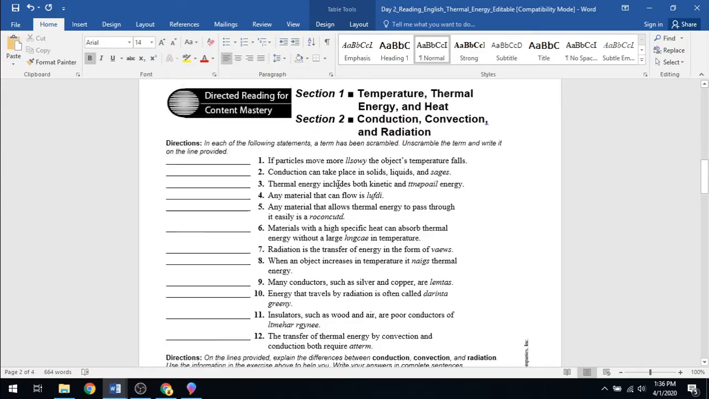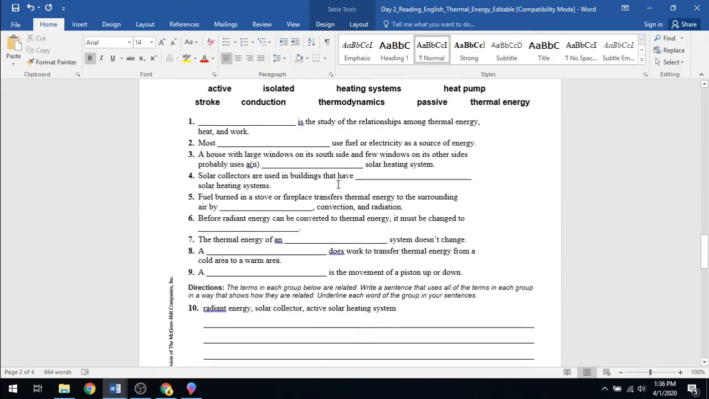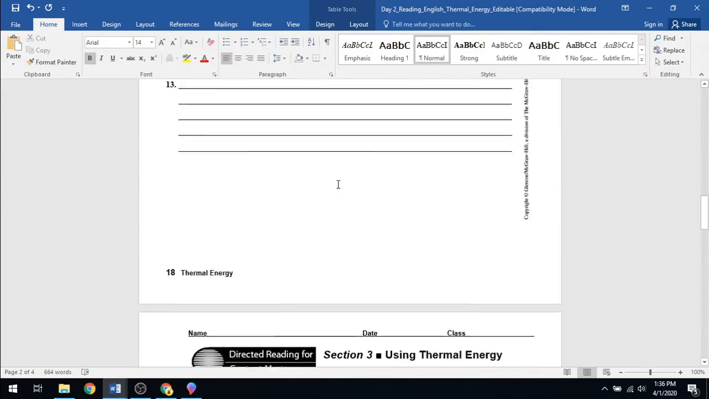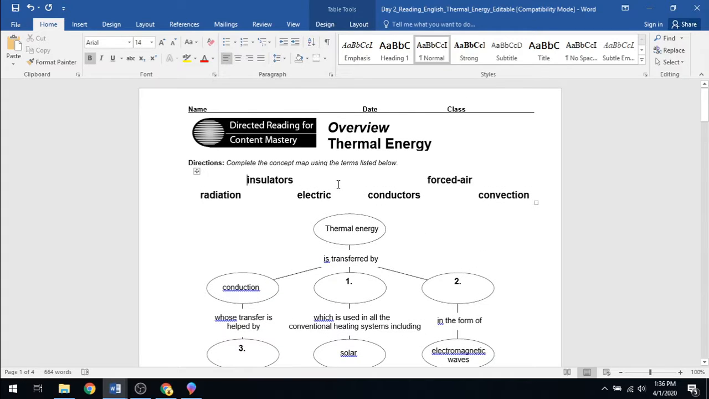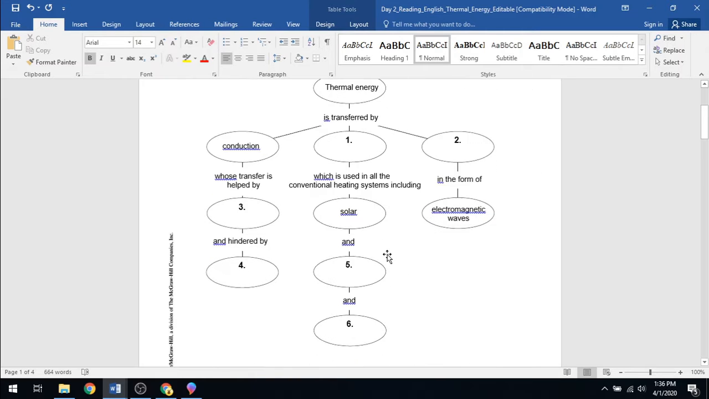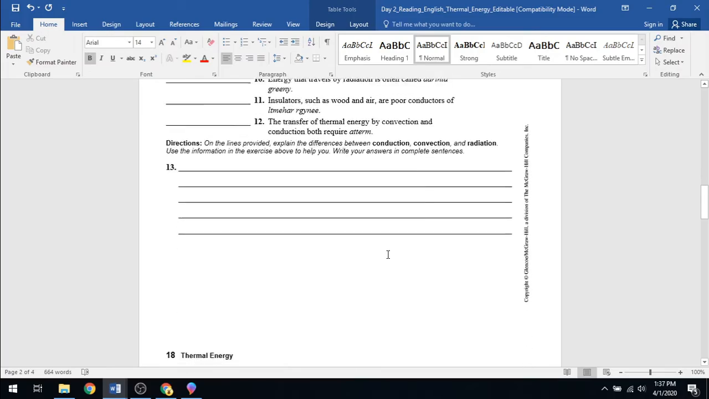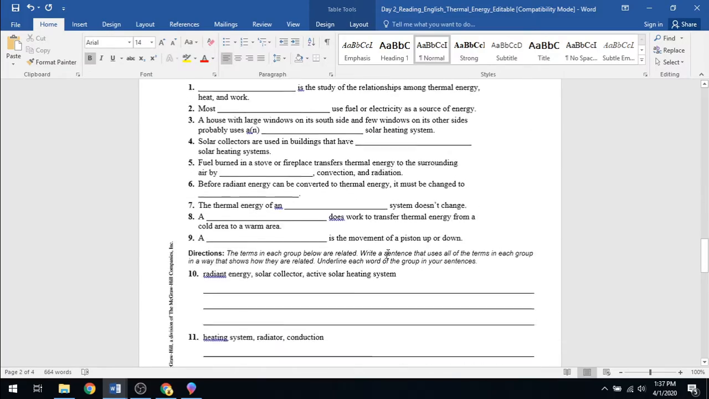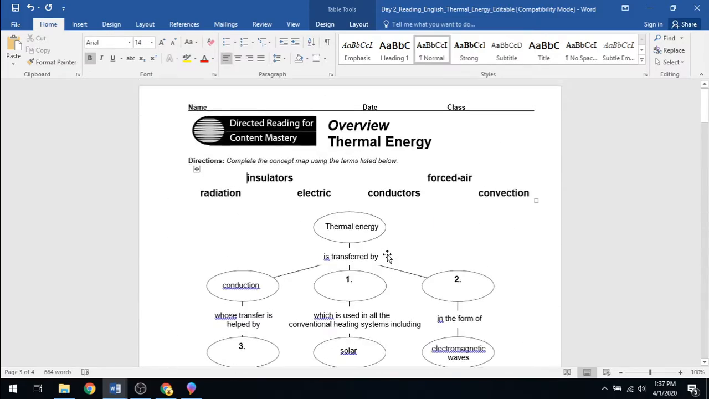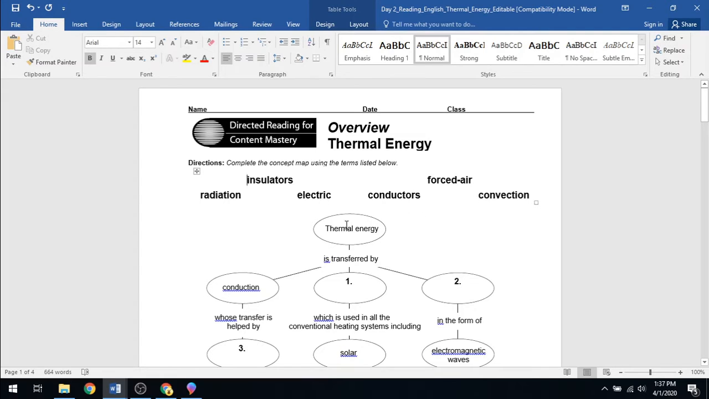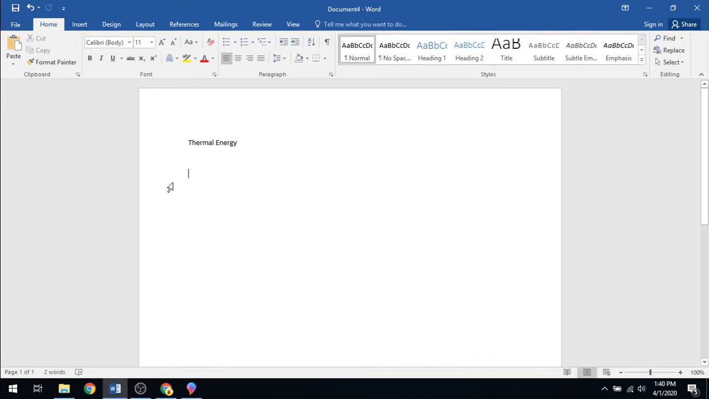The rest of it, you should be able to type in your information right on the paper that I put on Google Classroom. Also, throughout the video, I'm not going to go back and refer to this document, but all the information that you need to be able to answer all these questions will be covered in the video. Also, I will post the notes that I'm typing up on Google Classroom as well.